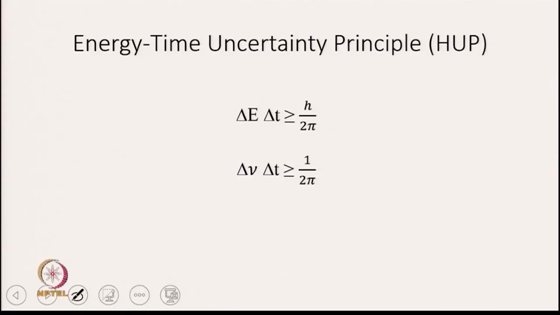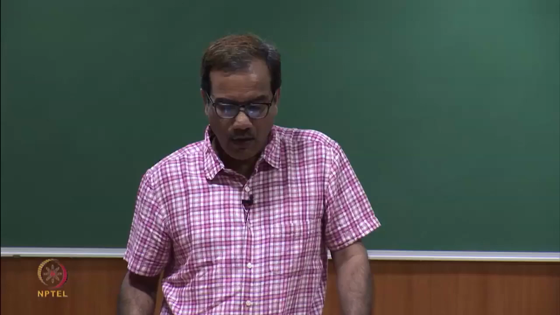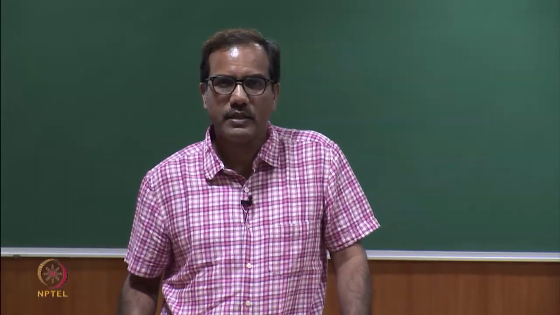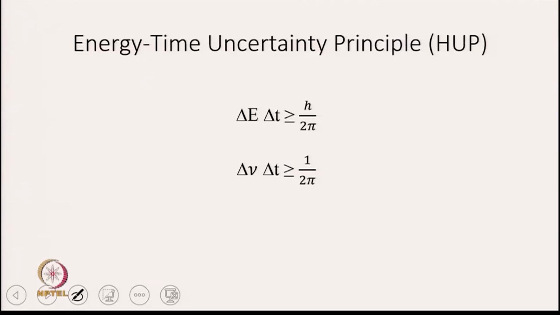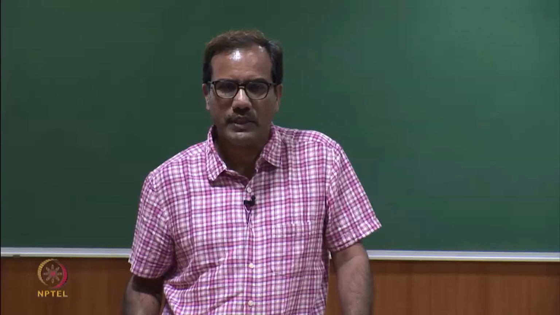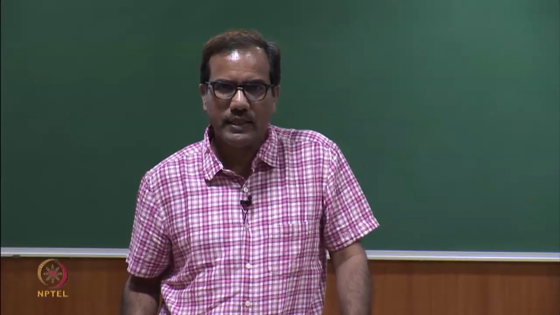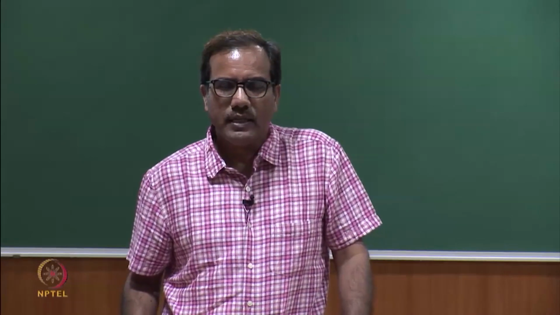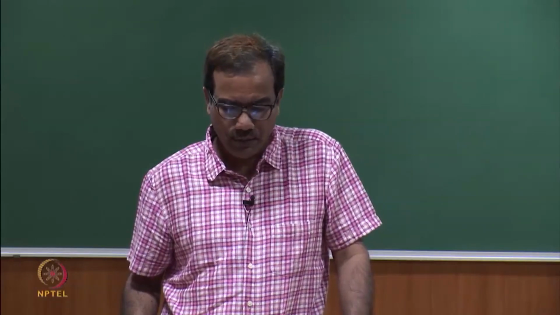The second example of the Heisenberg uncertainty principle is between two other observables, energy and time, and again delta E into delta t will be greater than or equal to h by 2 pi, because they do not commute with each other, and so delta E into delta t is not equal to 0.